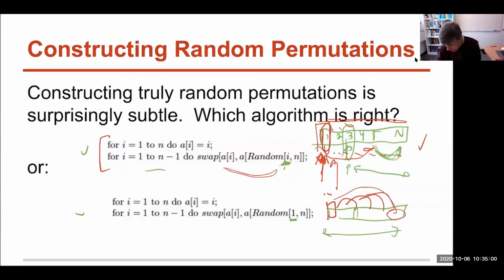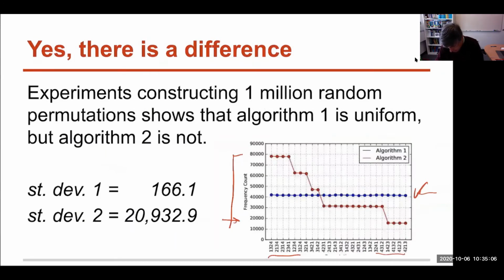So I know how to think about this. I don't know how to think about this. And when I do my experiment, it's clear that the one I give you, which is called, I think, the Fisher-Yates method, gives you uniform permutations where the other one does not. Any questions?